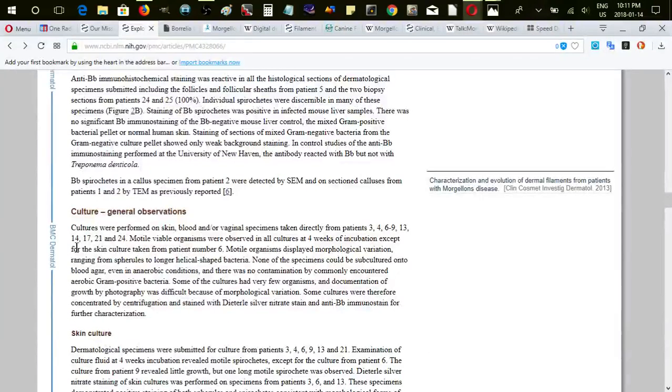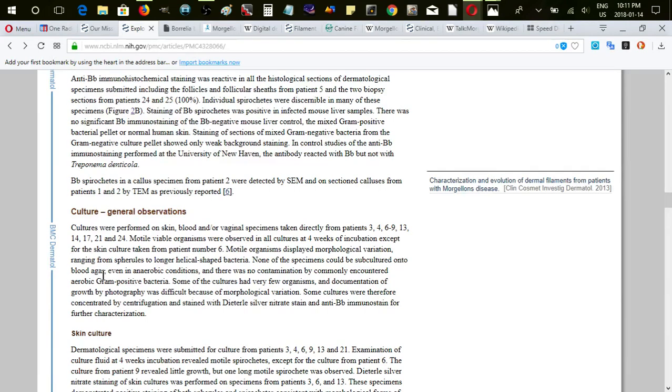Now we'll go down a bit further. Culture general observations. Cultures were performed on skin, blood, and or vaginal samples taken directly from patients, blah blah blah. Motile viable organisms were found in all cultures at 4 weeks, except for the skin culture taken from patient 6. Oh, this is a very important part. None of the specimens could be subcultured onto blood agar, even in anaerobic conditions.